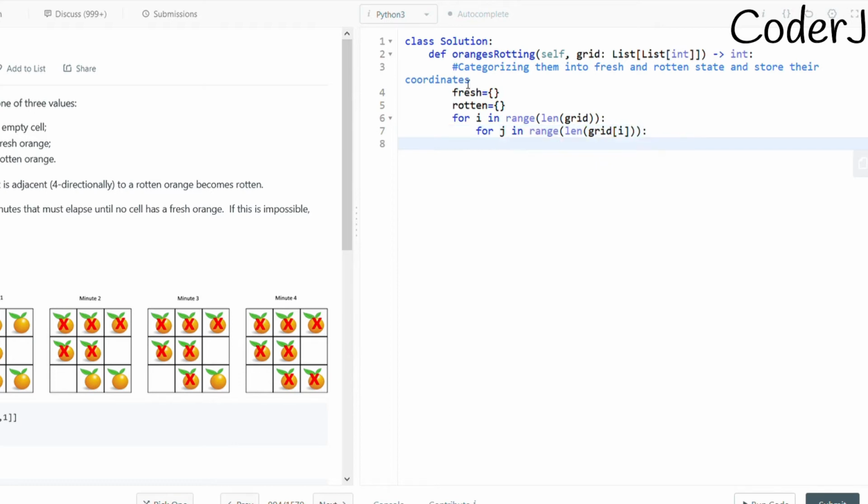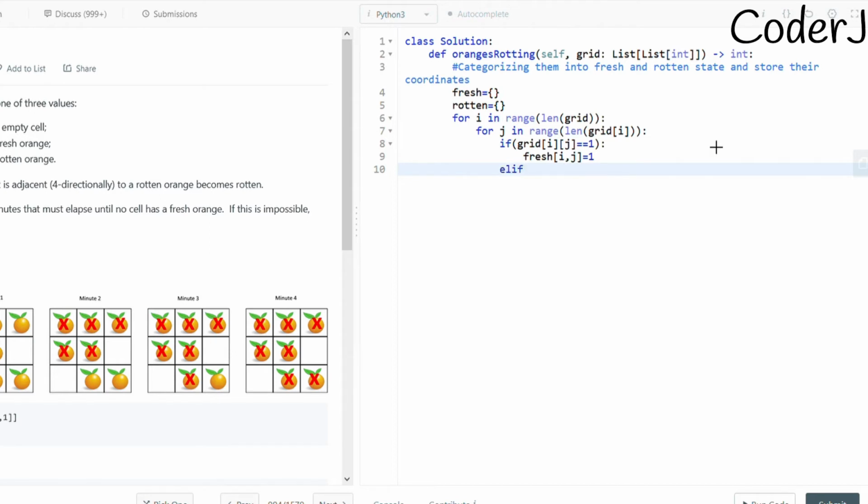Now we check what the value of that cell is. If grid[i][j] is equal to 1, it means that it is a fresh orange. If it is a fresh orange, then I just store fresh[i][j] in the map. Done.